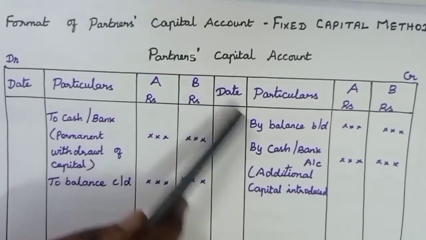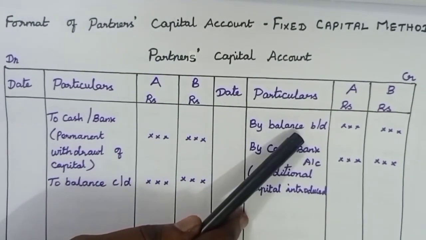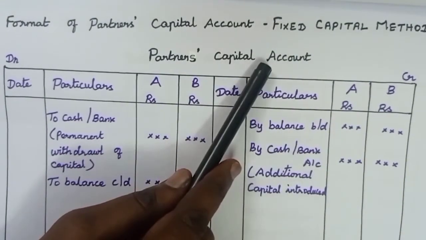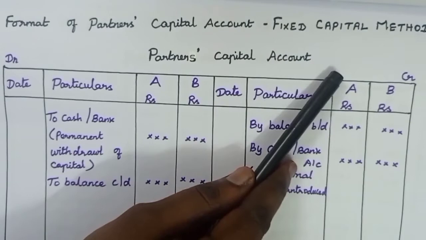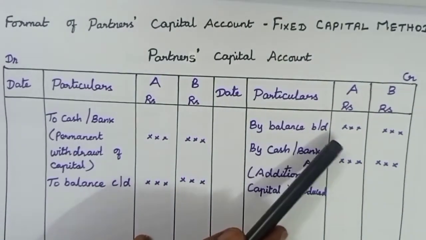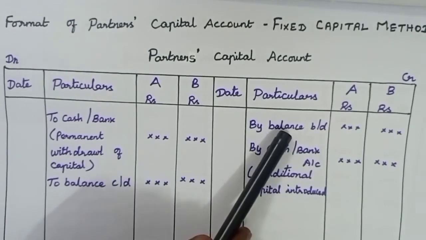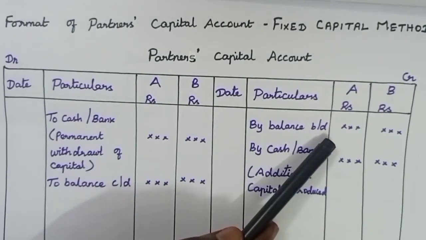We have to start with the opening balance of capital on the credit side. Since capital account is a liability, the opening balance will appear on the credit side. This opening balance is the capital introduced by the partner.